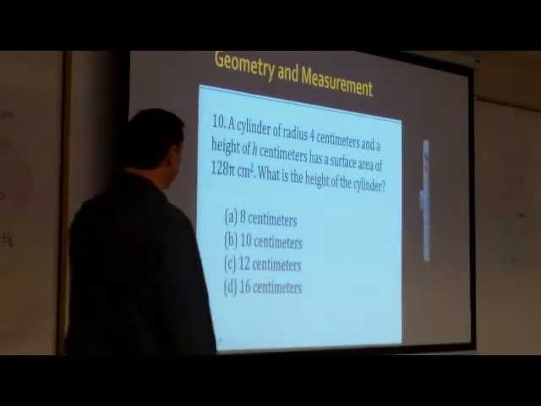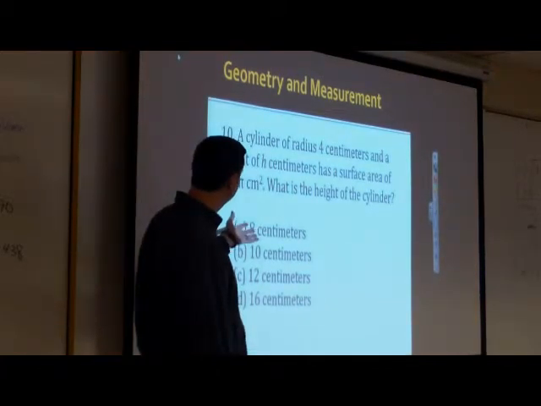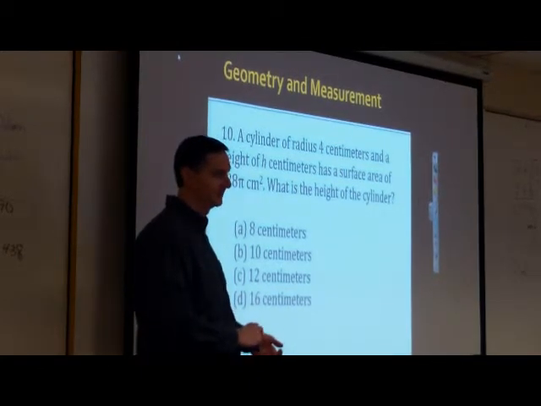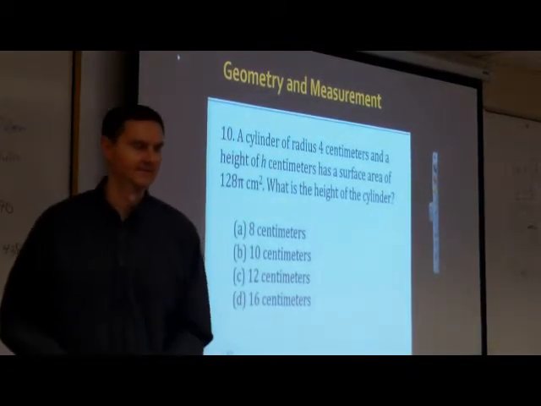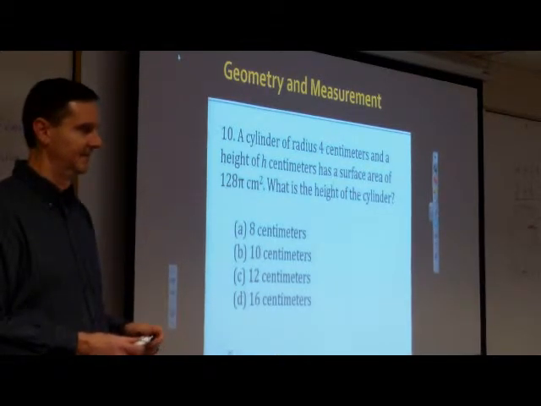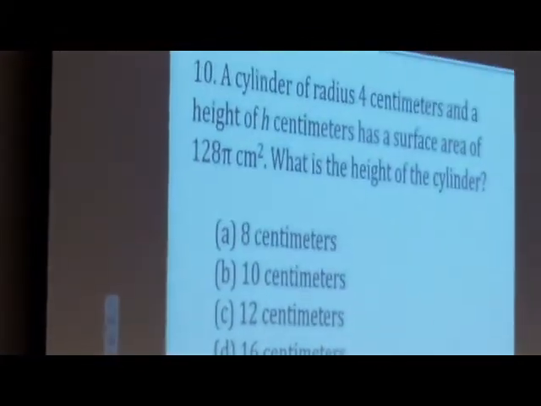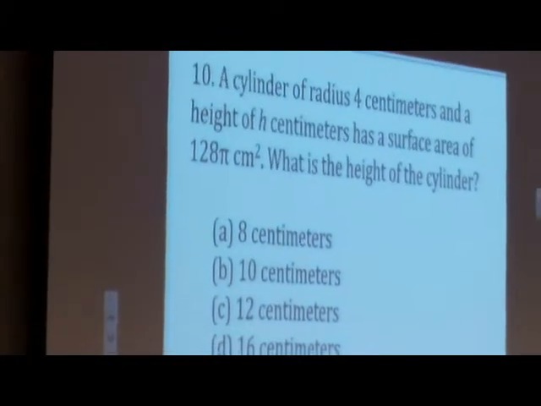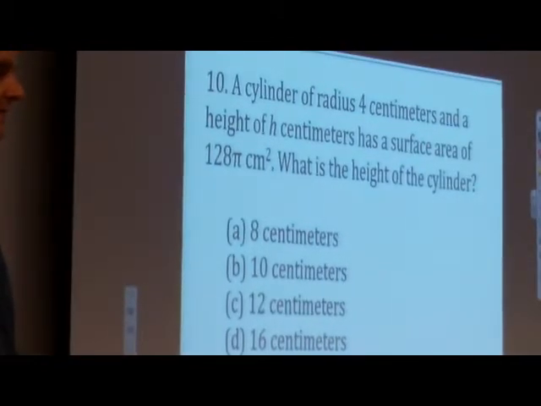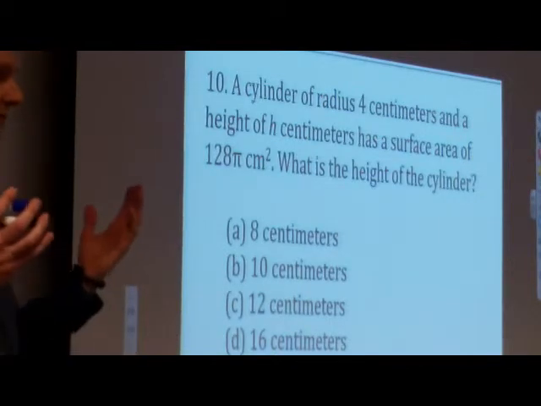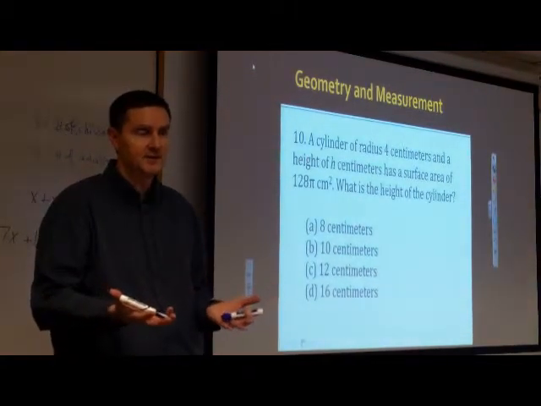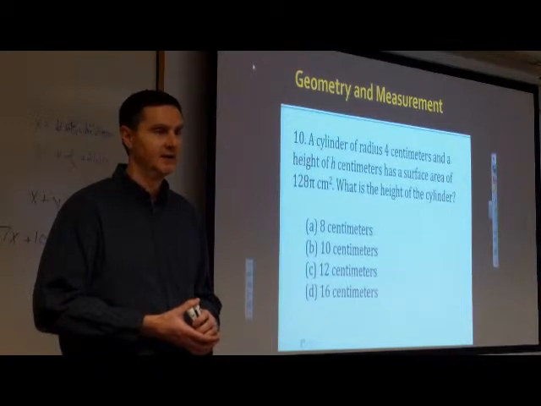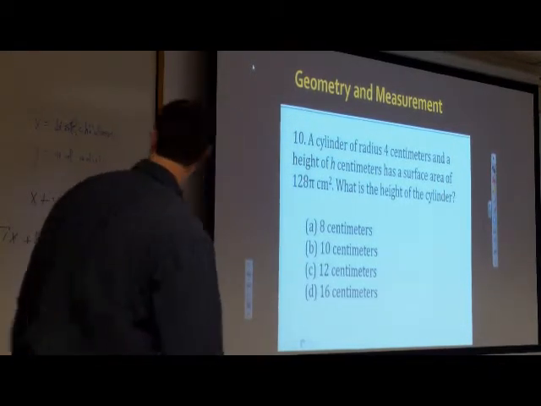Okay, so they give one like this. You have a cylinder, radius is 4 centimeters, height is h, has a surface area of 128 pi square centimeters. What's the height of the cylinder? There's all these different options. So what would you want to do right away? You're taking the assessment. What would be the first thing you want to make sure that you're dealing with? Do the equation. Yeah, so what's the formula? What's the equation that we use to find, we don't want volume, we want surface area, of a cylinder.